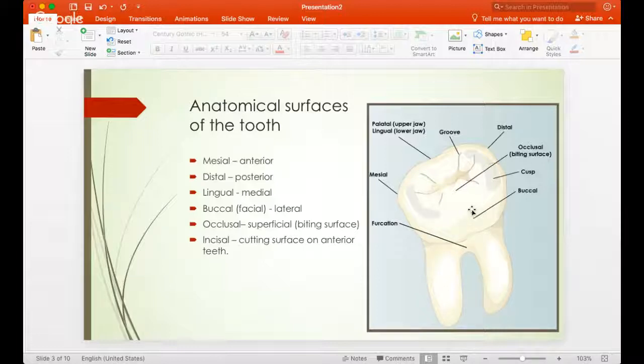And then finally, I think probably the most important one to know is the occlusal or biting surface. That's really important because you see a lot of dental cavities end up finding their way here, just because of the different grooves and the cusps that are on the molars.